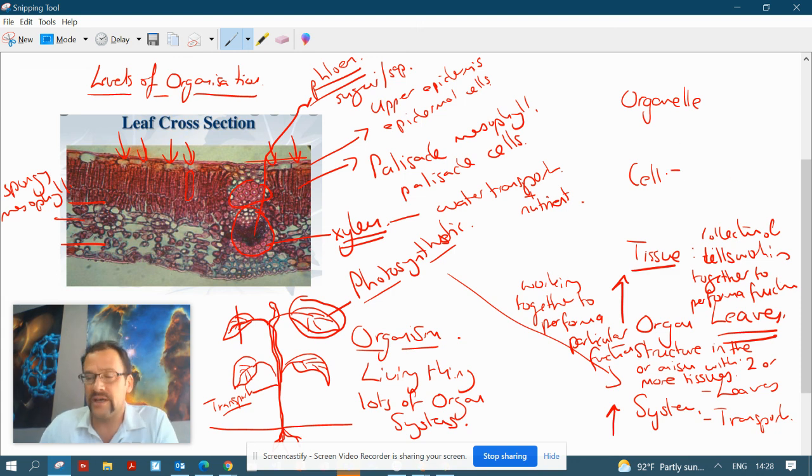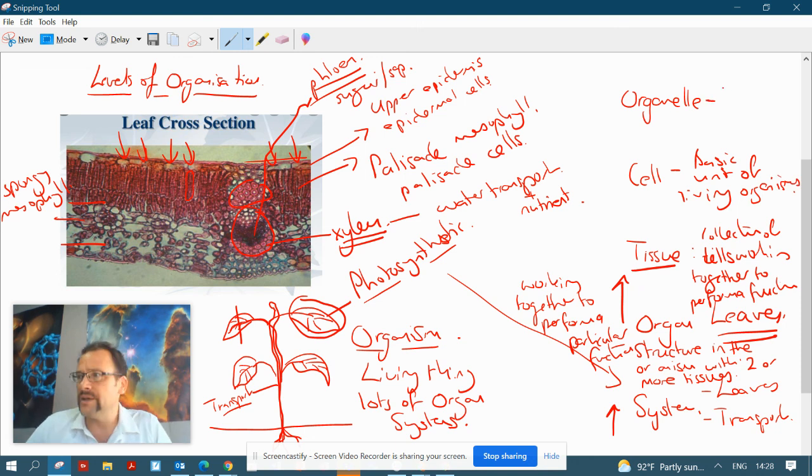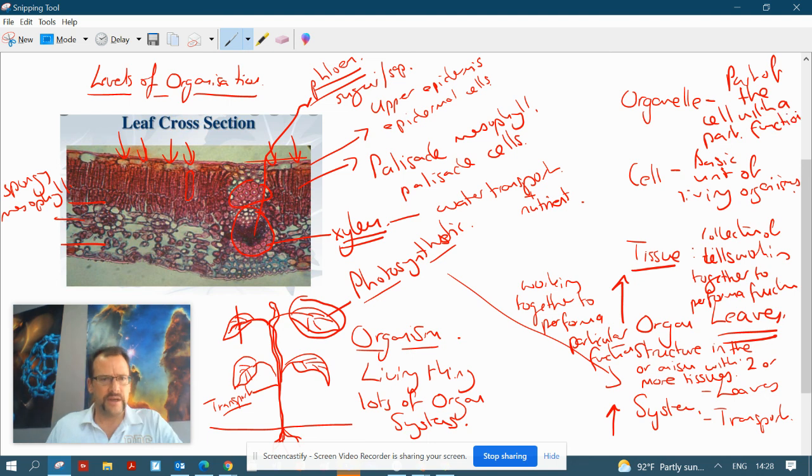So a cell is the basic structural unit of all living organisms. You break it down even more, it will not be able to survive on its own. An organelle is a part of the cell with a particular function. Okay, levels of organisation.